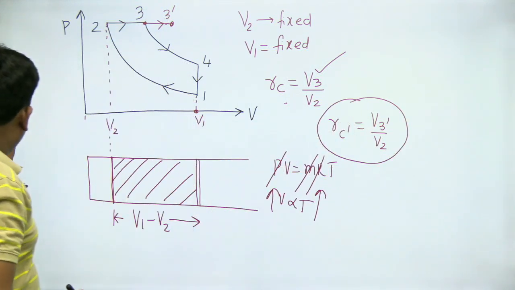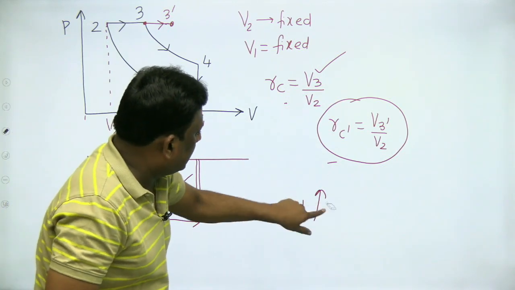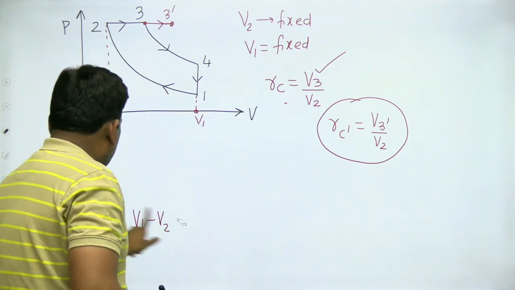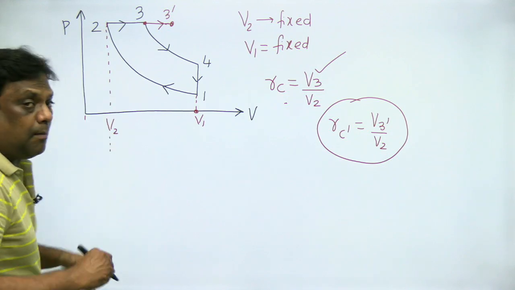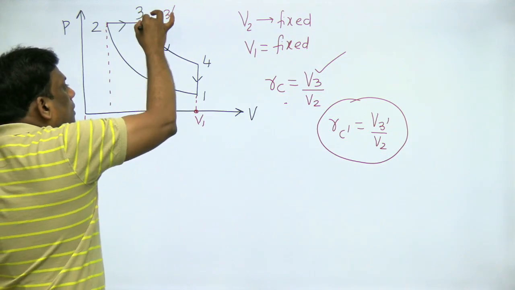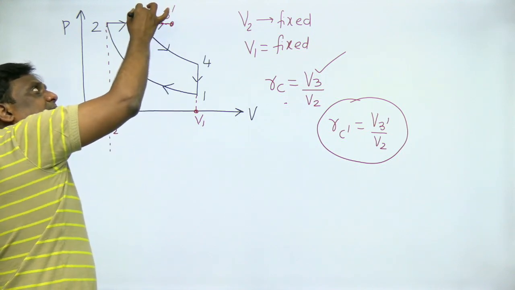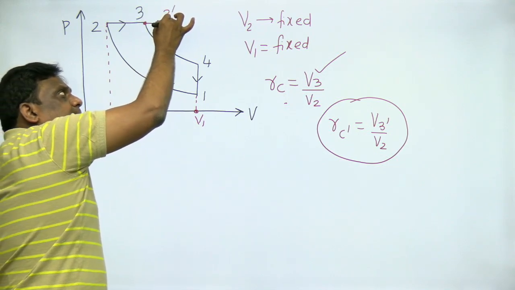Now I'm trying to see, if I increase the cutoff ratio, I repeat, if I increase the cutoff ratio, what will happen to the efficiency or performance of diesel cycle? Let me check it in a detailed manner. Now complete the cycle. Originally it was expanding from 3 to 4 because we stopped the supply of heat at 3. Now we have stopped the supply of heat at 3 dash. Now this will expand.